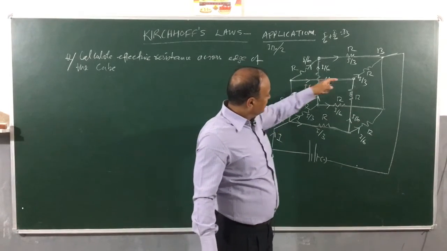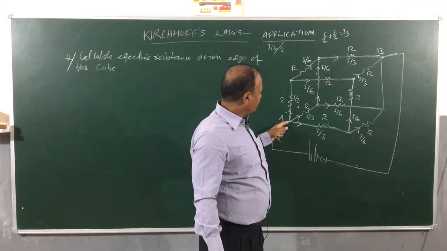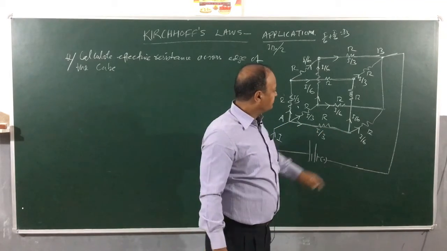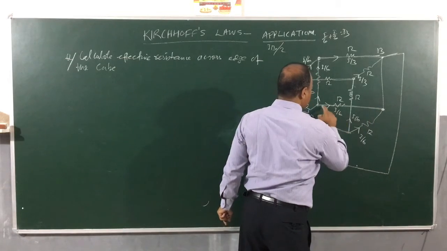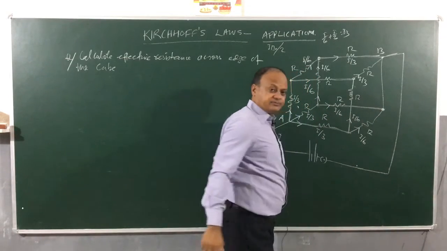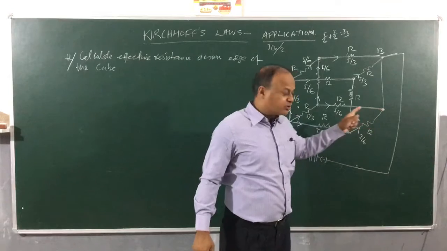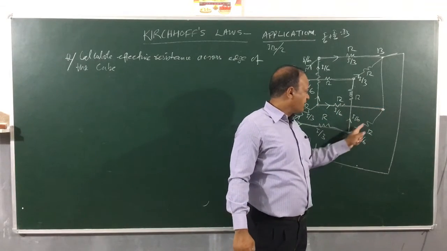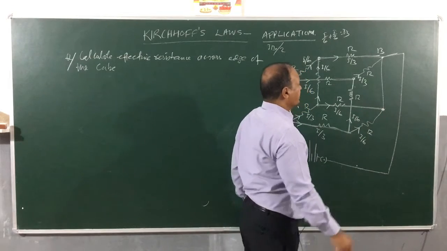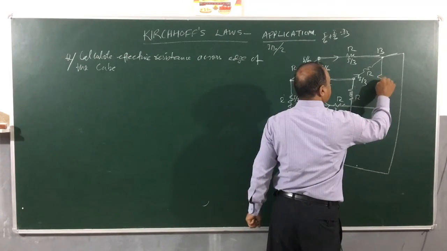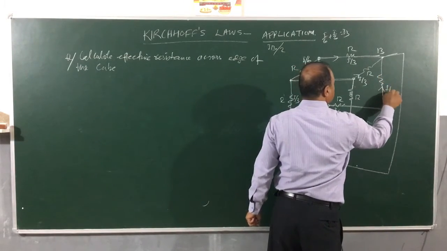Now look at this, here this current is I by 6, at this point 2 currents are meeting, and this is I by 6. At this point, how many currents emitting? 2 currents. This is I by 6 and this is I by 6. If I add I by 6 plus I by 6, how much do we get? I by 3. So in this branch again, current becomes how much?